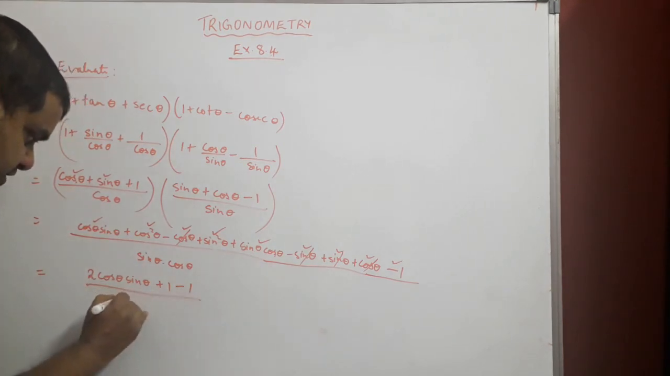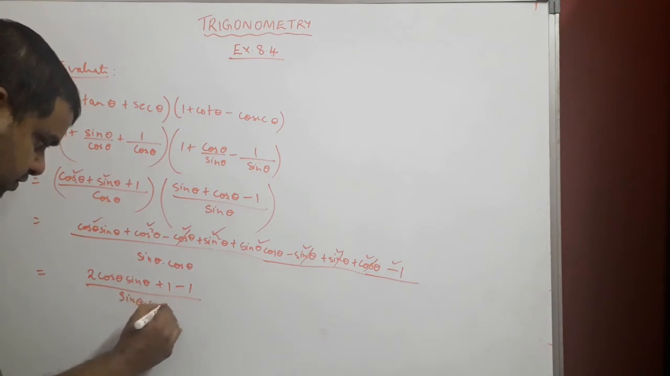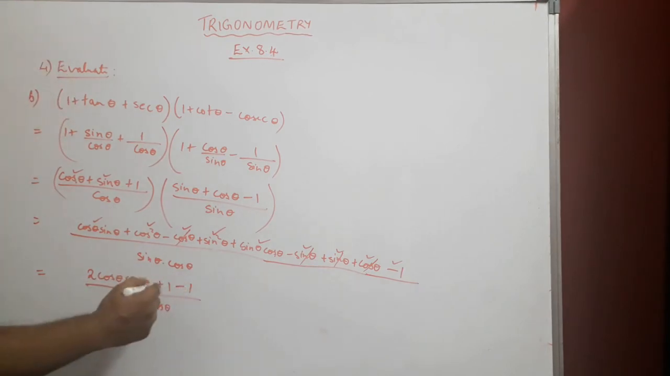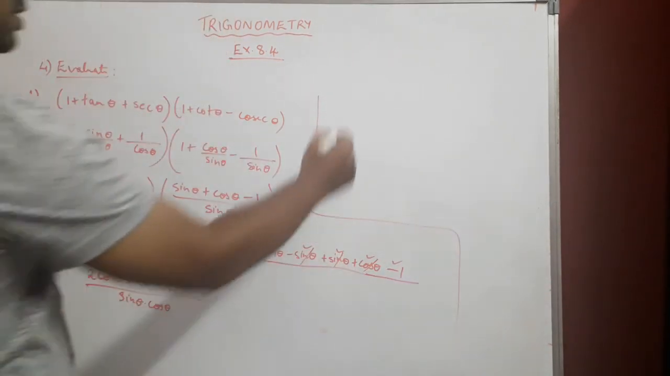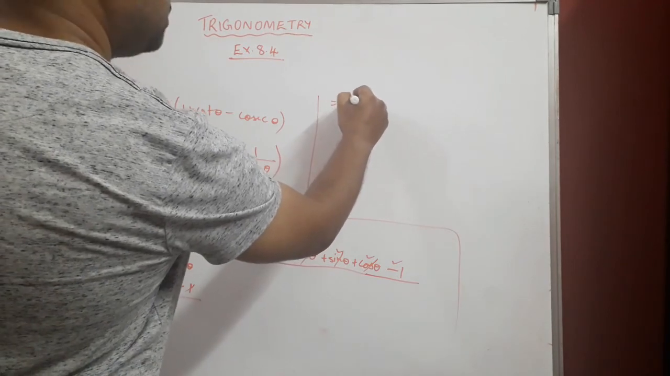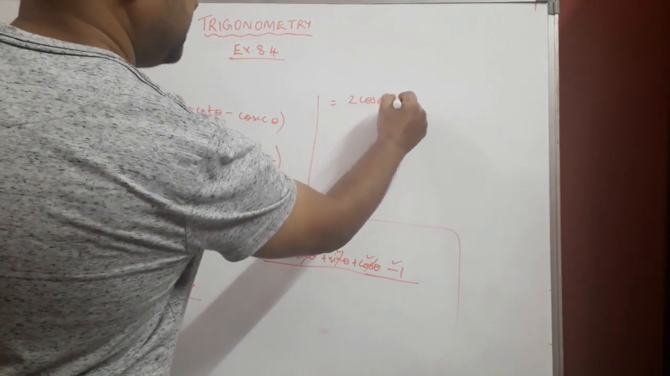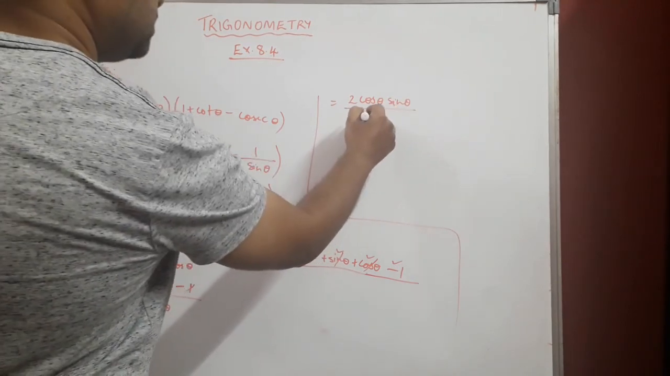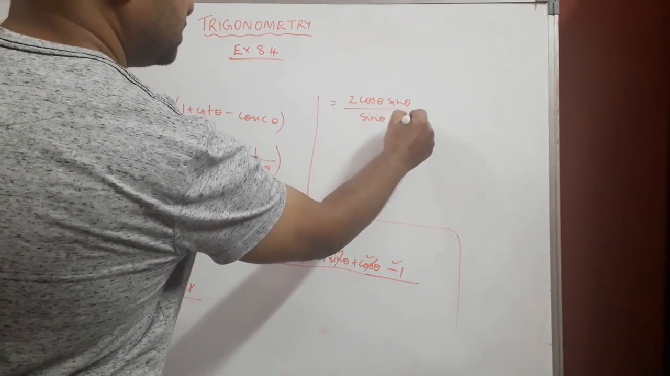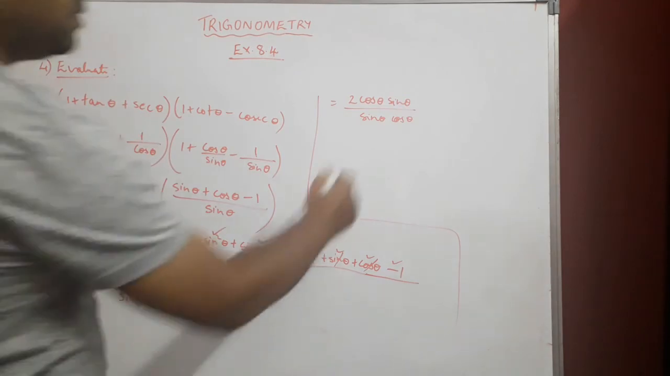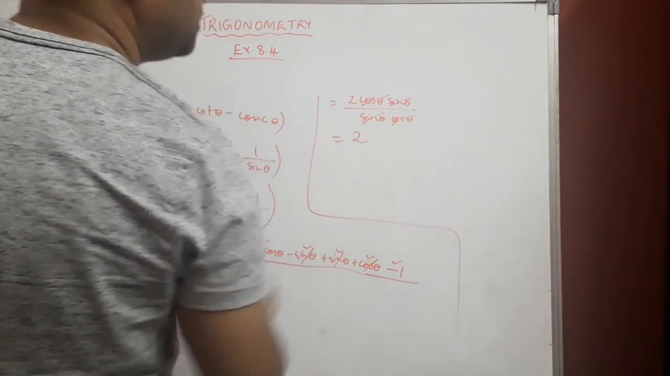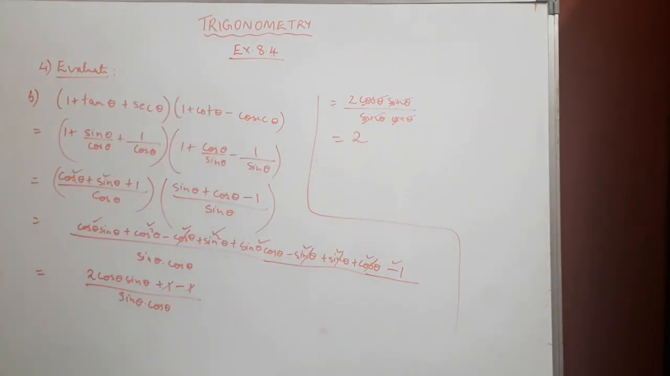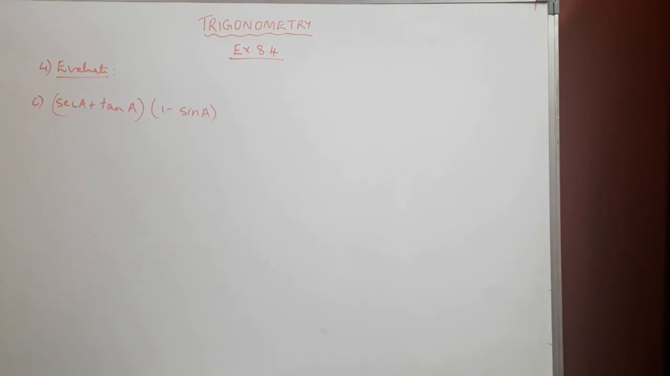Whole thing upon sin theta into cos theta. Plus 1 minus 1 cancels out each other. Okay. And then we are left with, I'll just conclude it over here, equal to 2 cos theta sin theta whole thing upon sin theta cos theta. Then we can easily cancel out this sin theta cos theta. We are left with 2. That is our answer.